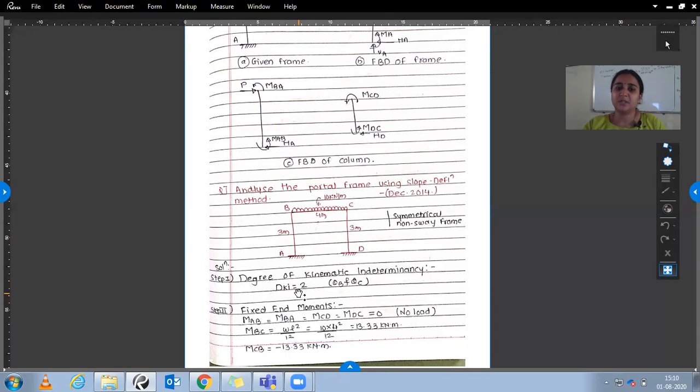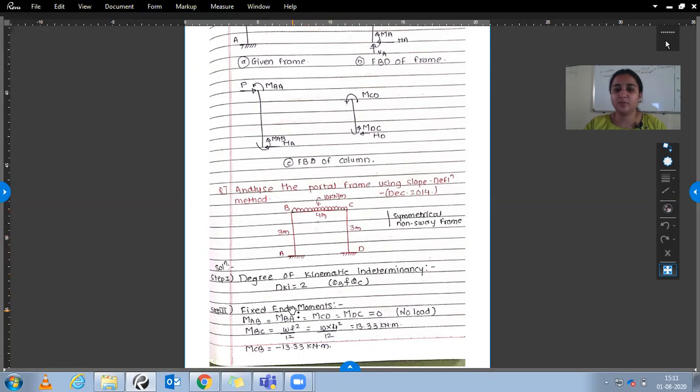The first step is finding out the kinematic indeterminacy: how many unknown rotations and how many unknown deflections are there. At joint A and at joint D, theta A and theta D equal 0 because of fixity. Then at joint B and at joint C, there is an unknown displacement, or some amount of displacement which will take place. So the DKI of the structure is 2.